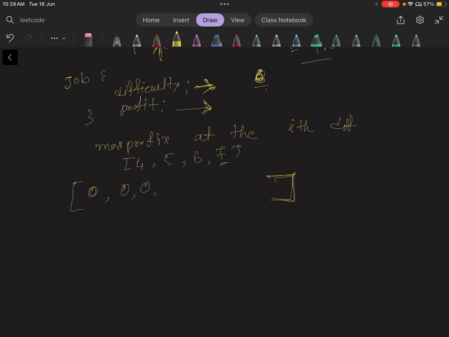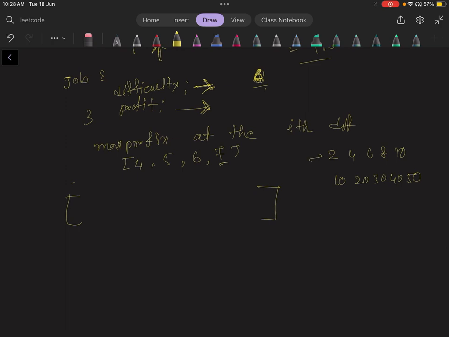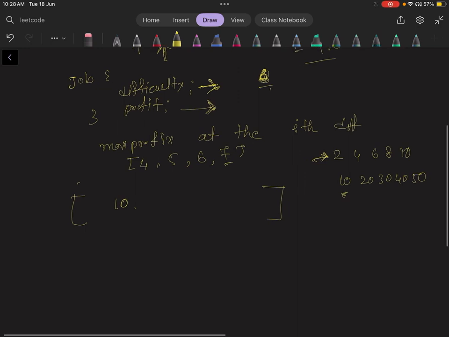Difficulty. Okay, this is the difficulty and this is the profit. So we are seeing that at the 2nd difficulty we are getting the profit of 10. So at 2 difficulty we will take the profit 10. Then we have a 3. Before that we also have 0 and 1, and as there is no element there, we will put it as 0.